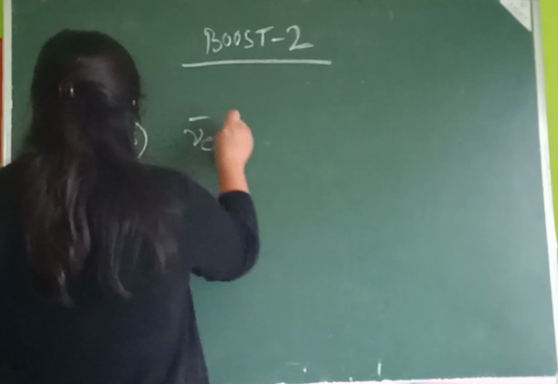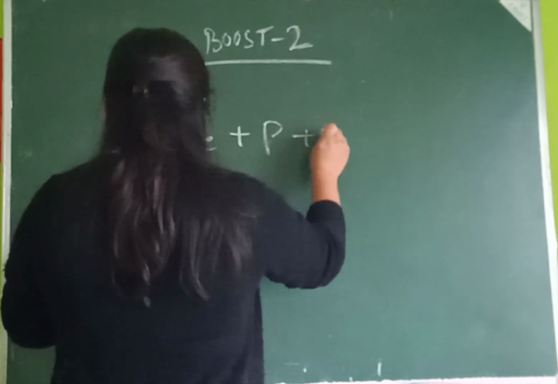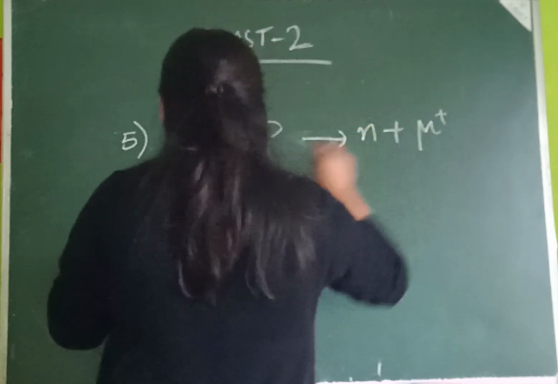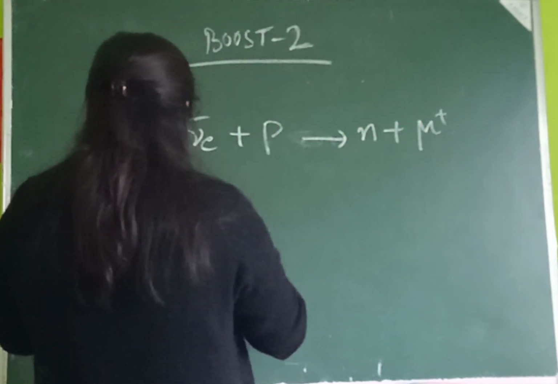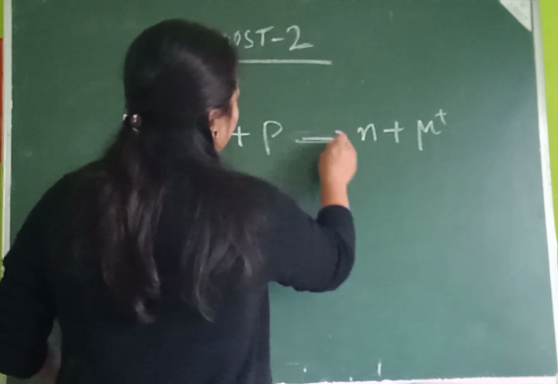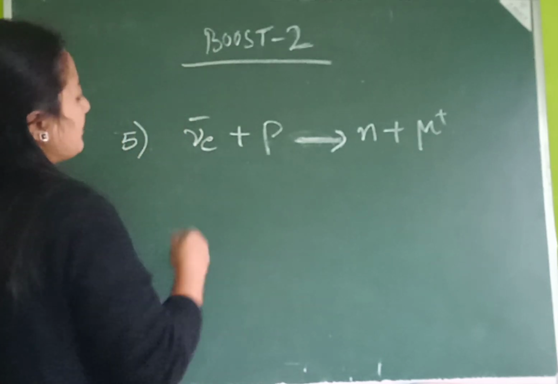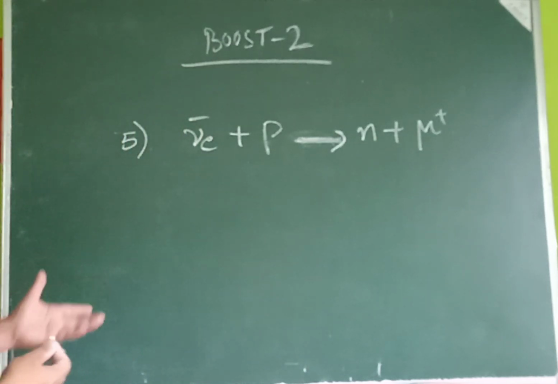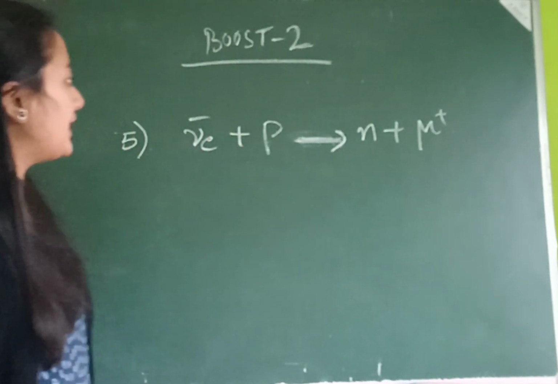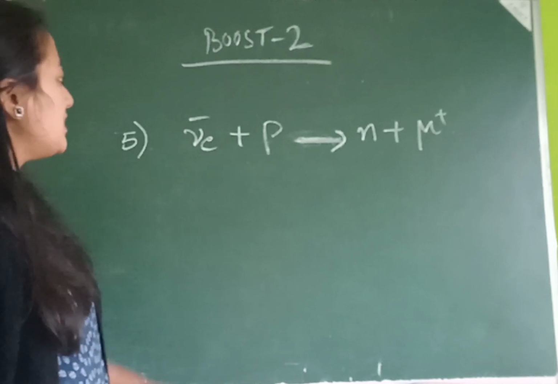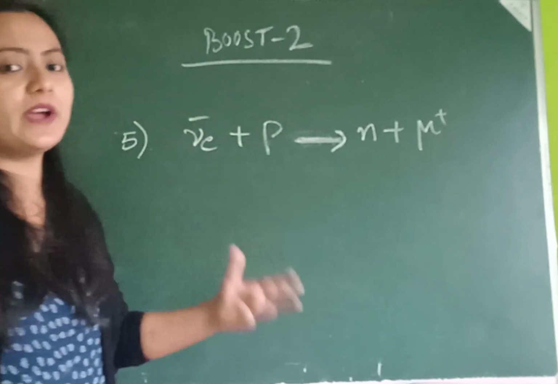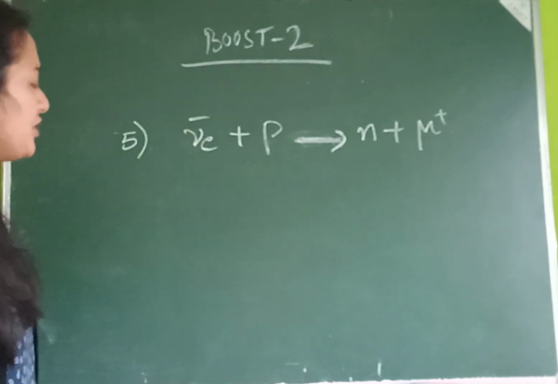So the 5th question is, you have to check whether the interaction is allowed or forbidden, and if at all it's forbidden, then by what interaction it is forbidden. One thing you can see here, whenever you have a lepton and you see your corresponding neutrinos as well, just go and check your lepton number conservation.